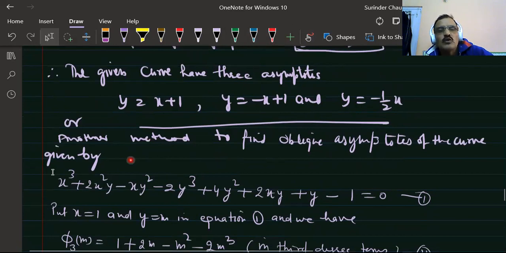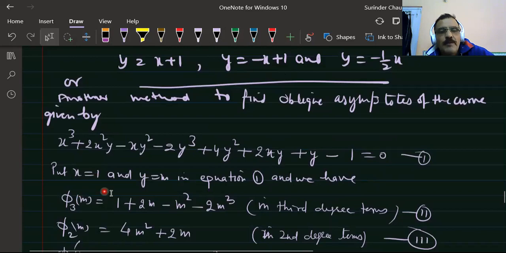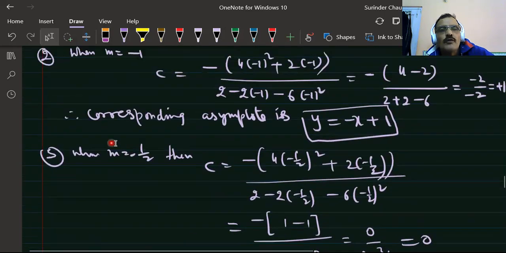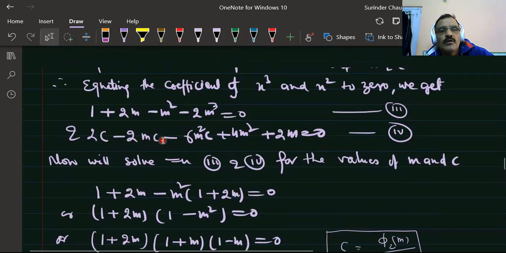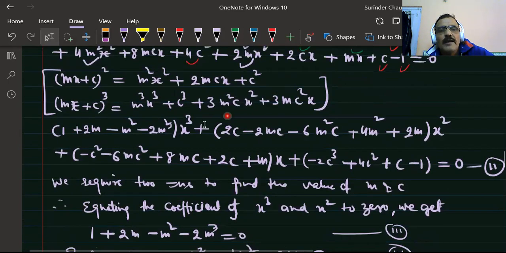Now the same problem can be solved by another method. For the algebraic curve, put x equal to 1 and y equal to m in the equation. Now phi 3 of m, since the highest degree is 3, is the coefficient of x cube. When you put x equal to 1 and y equal to m, this is the coefficient of x cube.